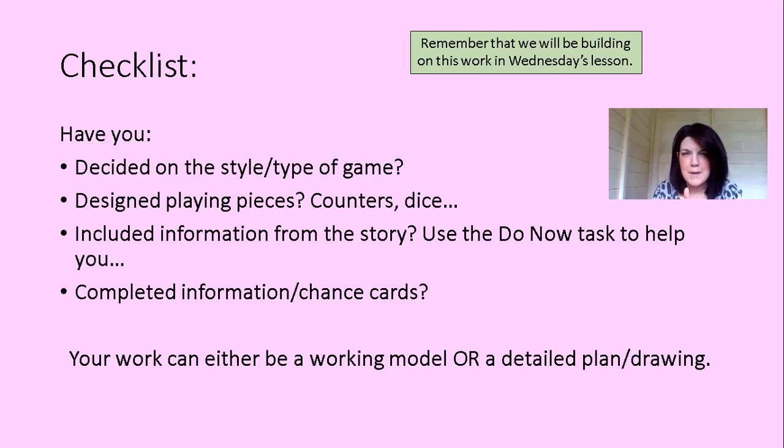Have you thought about your playing pieces that you're going to use? Are you going to use counters? What are they going to look like? You're going to use dice. Make sure you've included information from the story. Use the information I gave you from the Do Now task. I gave you lots of ideas to help you. Have you thought about using information or chance cards, this final one here? This is important, this last bit.